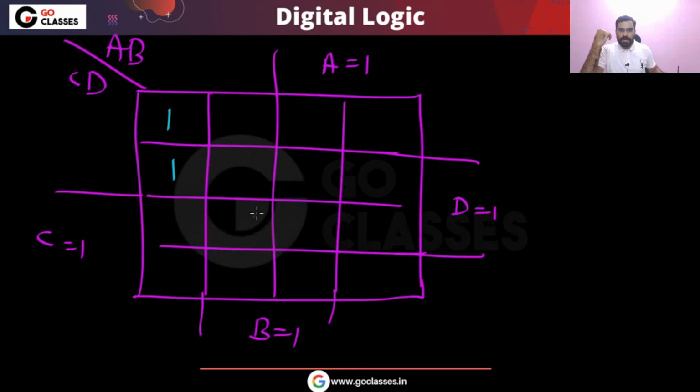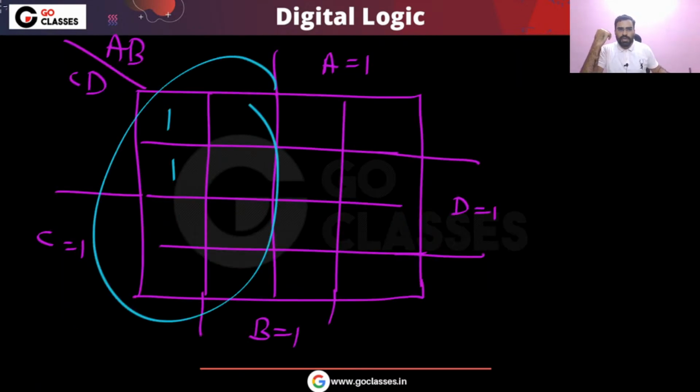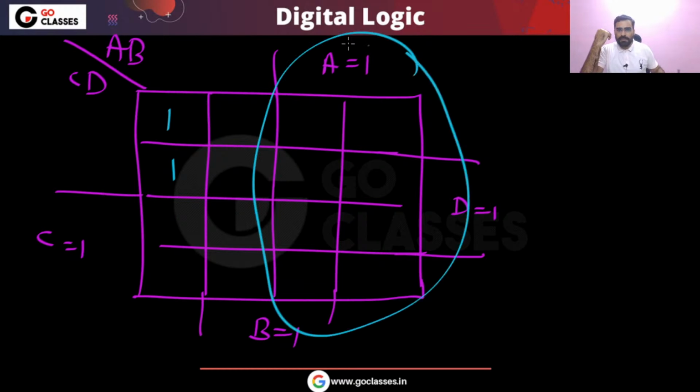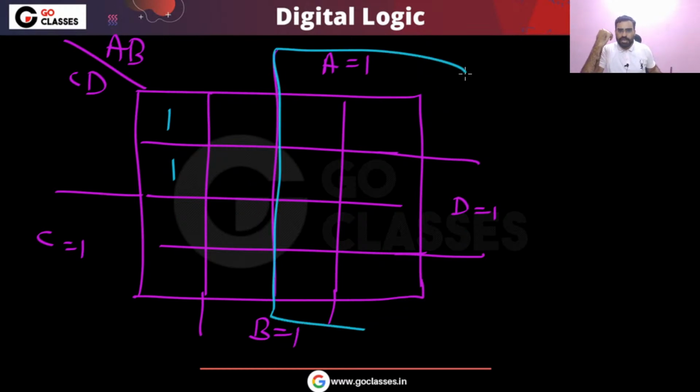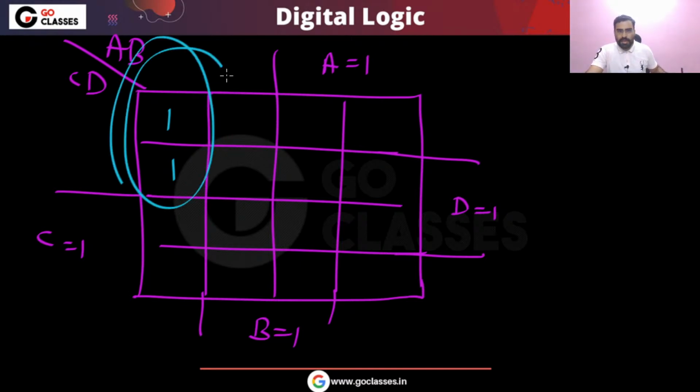A bar, B bar, C bar. Okay, this is the area of A bar, because remember this is the area of A. You can notice this is your area of A. So I can say this is the area of A bar, this is the area of A bar, B bar, and this is the area of A bar, B bar, C bar. Directly you can write. Okay, because this is your A bar, B bar, C bar. So I can write 1 1.